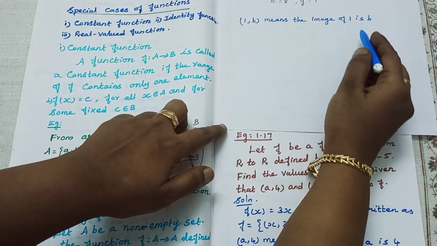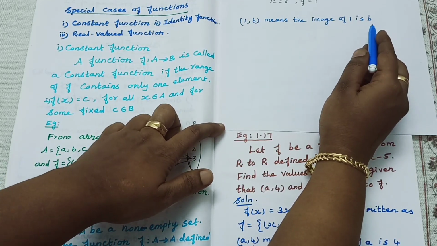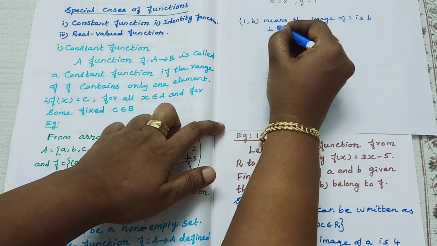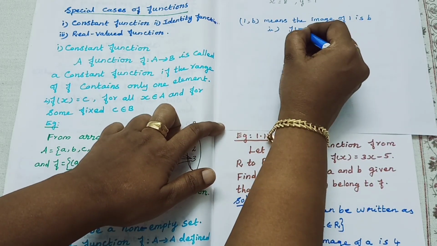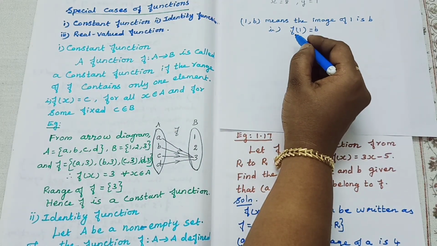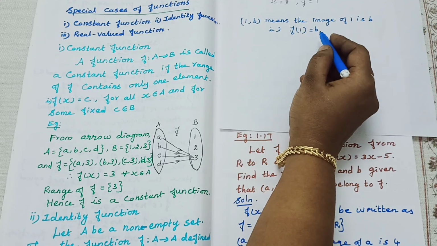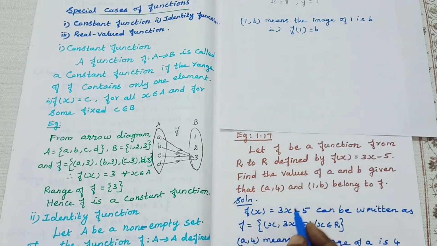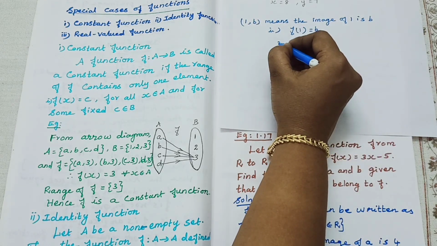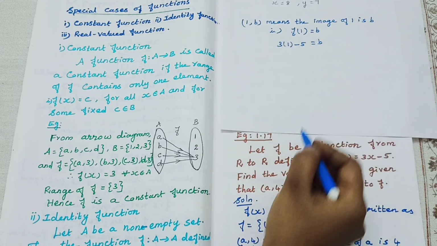So, this 1 we have to substitute in the x place. Then what we will get? 3 into 1 minus 5 is equal to B. Correct? Therefore, 3 into 1 is 3, isn't it? 3 minus 5 is equal to B. This we have to subtract. Subtract means what we will get? 3 minus 5 is minus 2. Minus 2 is equal to B. Therefore, B is equal to minus 2.